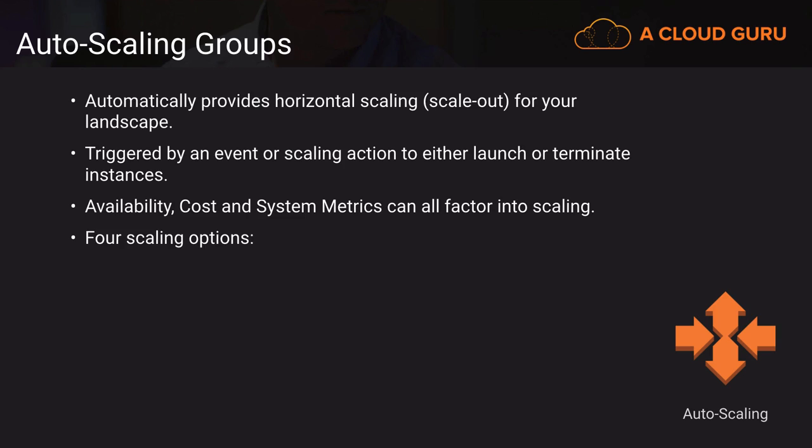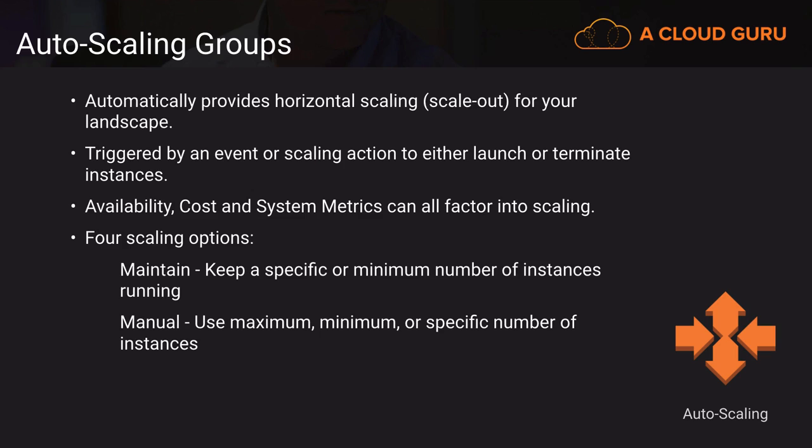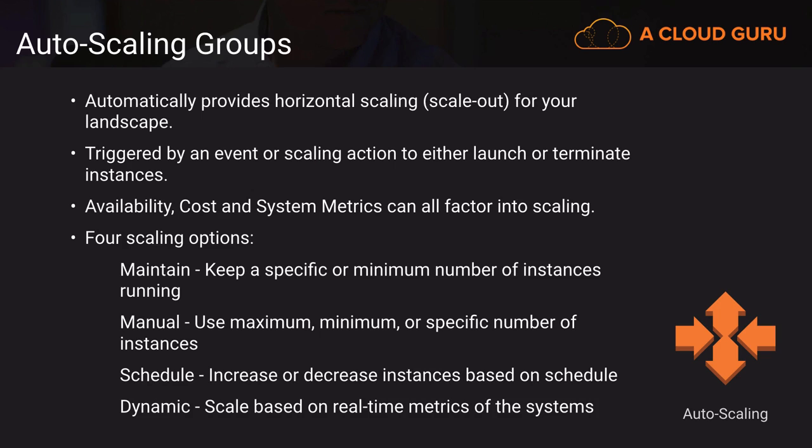And there's four scaling options that we have. First is maintain. We can keep a specific number of instances running at all times. The next is manual. We can go out and say we want to scale up to 3 instances, for example, and just type in 3, and AWS will scale to 3 instances for us. We can also schedule instances based on a time schedule. If we know that during a certain period of time we're going to need extra capacity, then we can set up a schedule that will spin up instances before that and then shut them down after that time period. Then we also have dynamic scaling, and we can scale based on real-time metrics of the systems that we have.